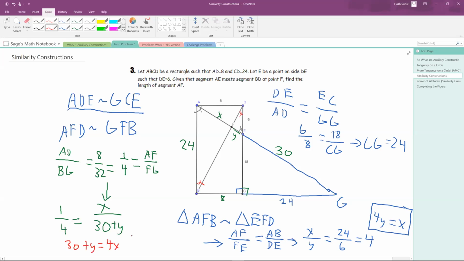So if we plug in for X, if we substitute in X is equal to 4Y, we can get that 30 plus Y is equal to 16Y. And from here, it's easy to see that Y is equal to 2. And now, since 4Y is equal to X, we can just get that X is equal to 4 times 2, so X is equal to 8. And that is our final answer.